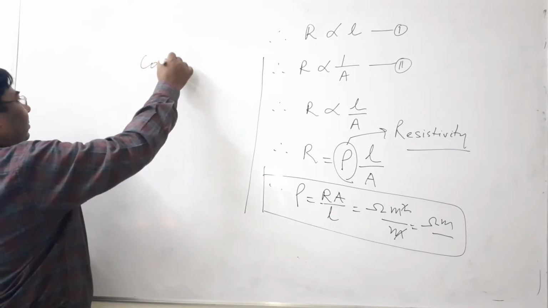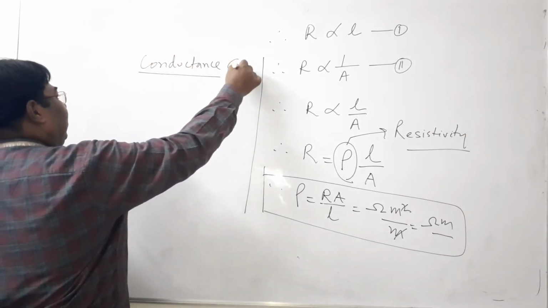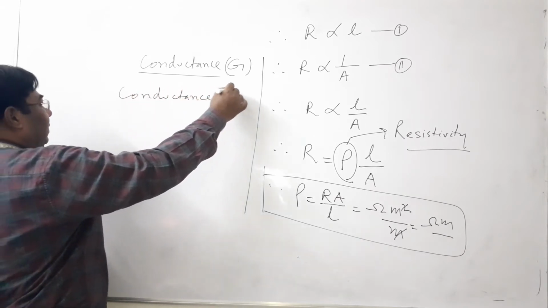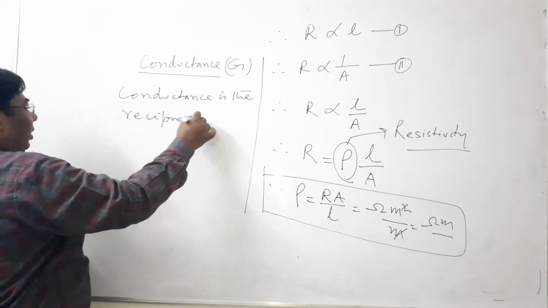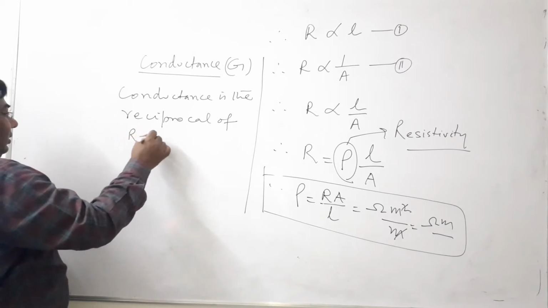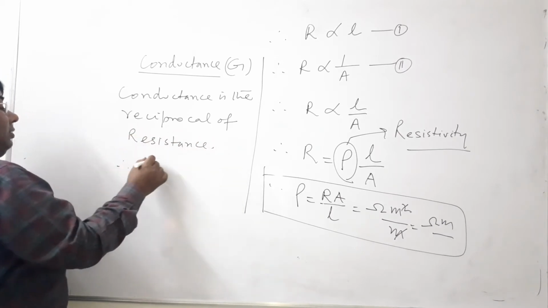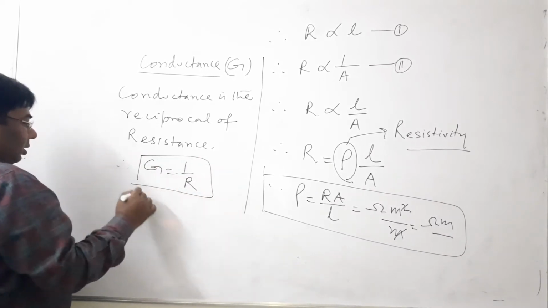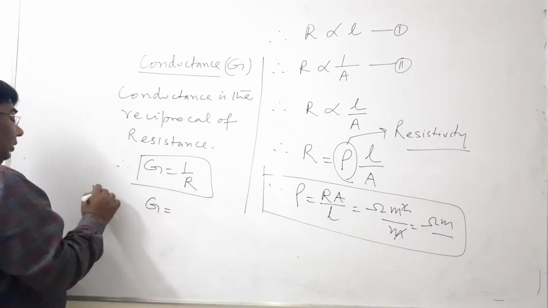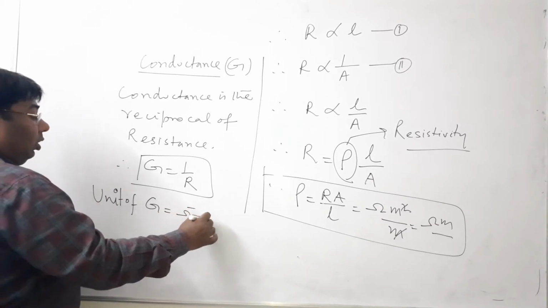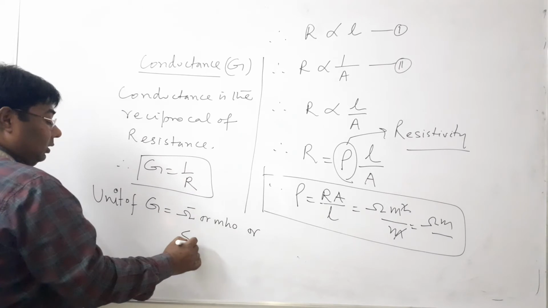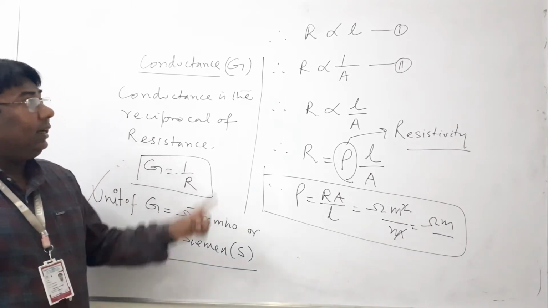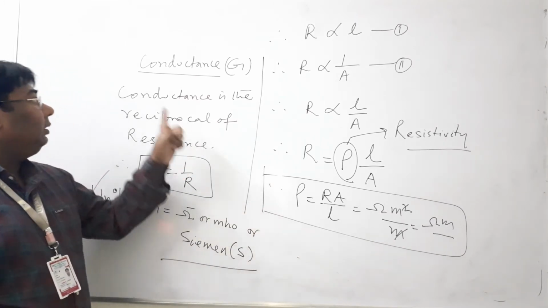Number two, conductance. Conductance is represented by capital G. Conductance is the reciprocal of resistance, that means G is equal to 1 by R. And the units of G are ohm inverse, or Mho, or Siemens, S. This is the unit of G. So understand resistance, resistivity and conductance.